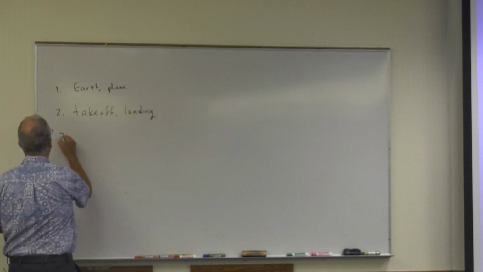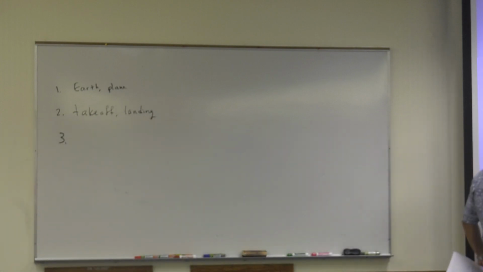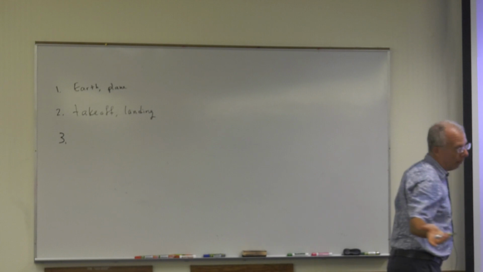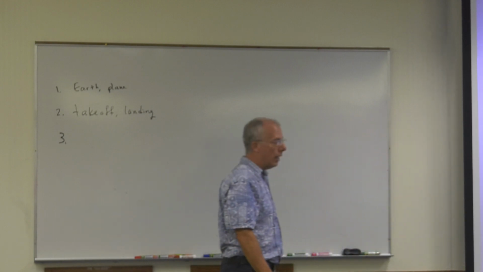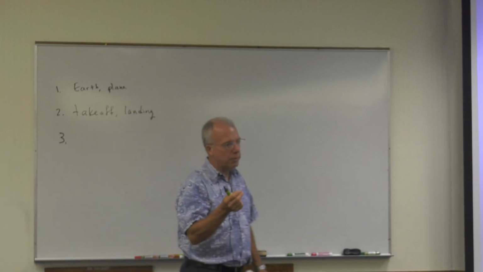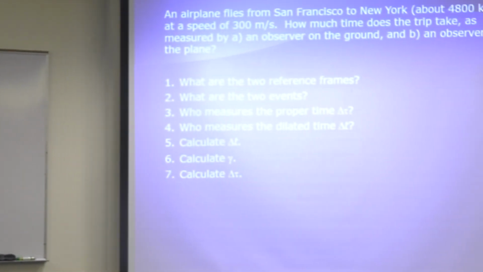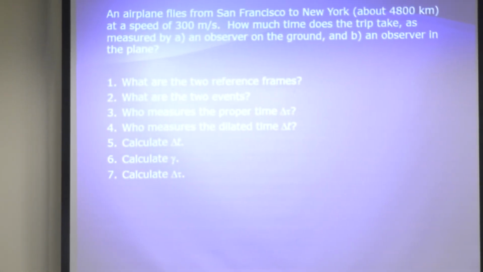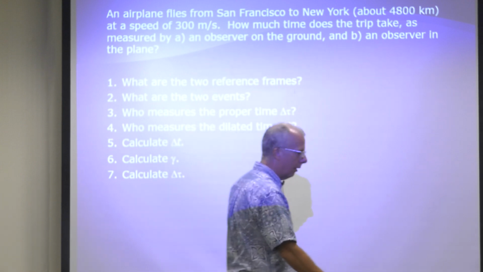Now, again, these are the crucial questions. If you answer these questions incorrectly, you'll get the problem wrong. So you have to be able to figure out who measures proper time and who measures dilated time. Remember, the person who measures proper time is at the same location at each event. So who's at the same location in each event? The plane, right? Or the person in the plane. They're at the takeoff, and then they're at the landing.